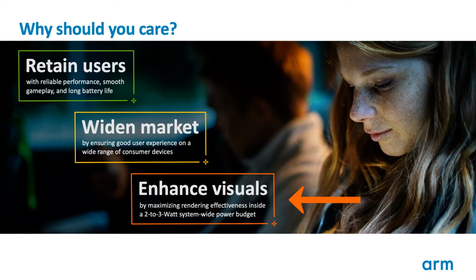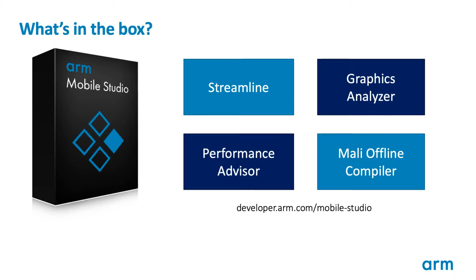And lastly, if you are targeting high-end phones, how do you get console-quality graphics but inside that 2 to 3 watt power budget on mobile? Where can you optimize to make headroom for more sophisticated visual effects? Arm Mobile Studio is supported on Windows, macOS and Linux and is free to download from the Arm developer website.